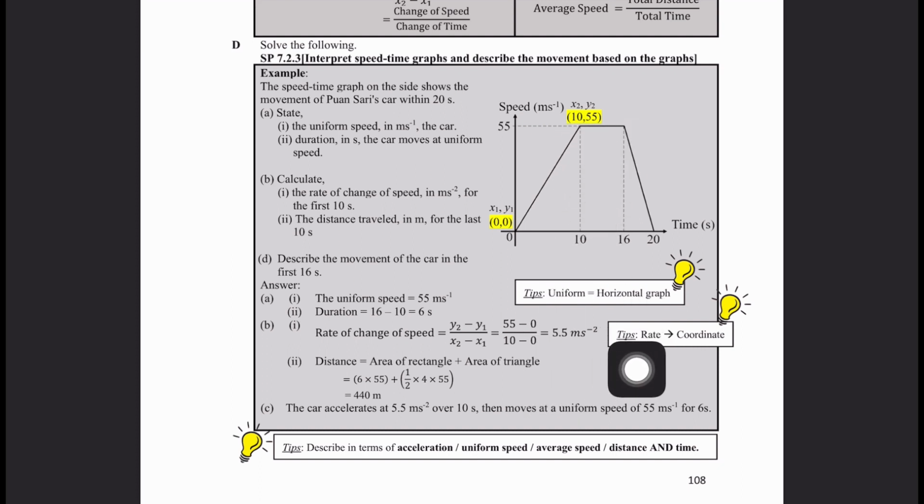Next, rate is equals to coordinate. And then describe in term of acceleration or uniform speed or average speed or distance and time. Maksud dia awak kena describe acceleration and time, or uniform speed and time, average speed and time, or distance and time. Any yang awak suka. Kalau awak suka acceleration time, buat acceleration time. If you prefer uniform speed and time, tulis uniform speed and time.